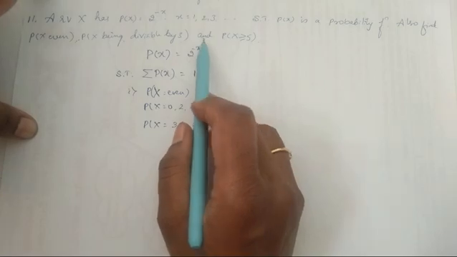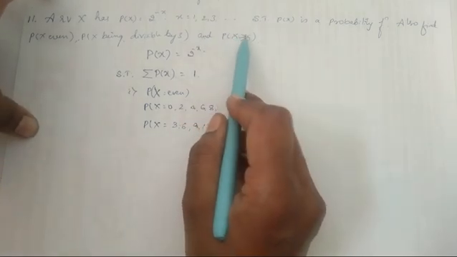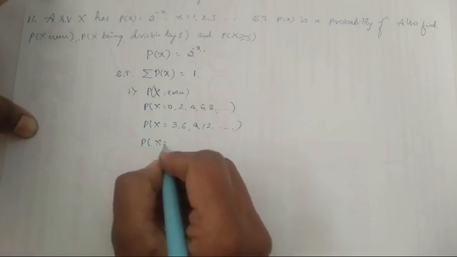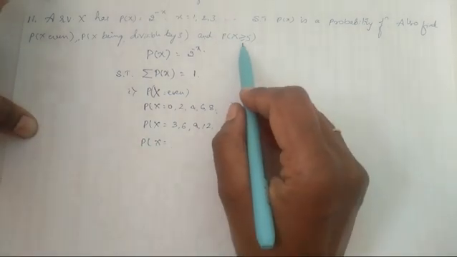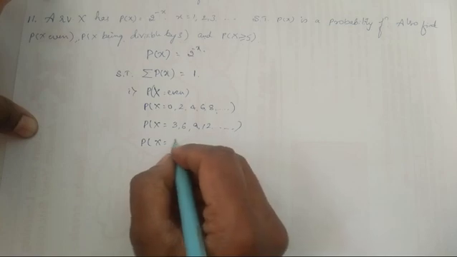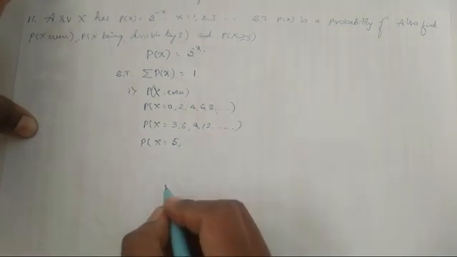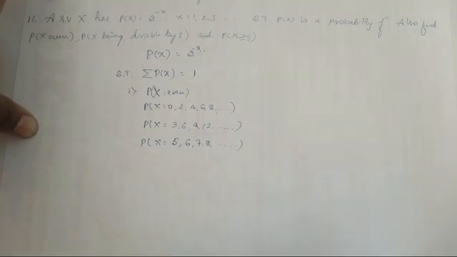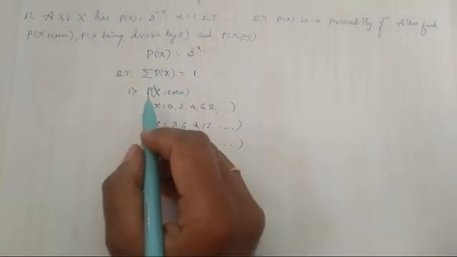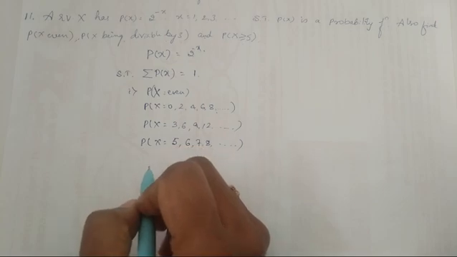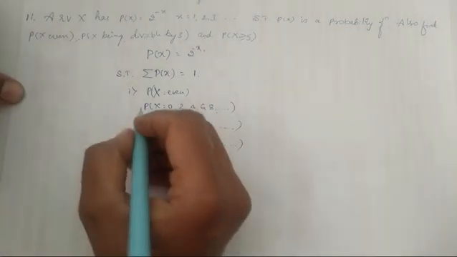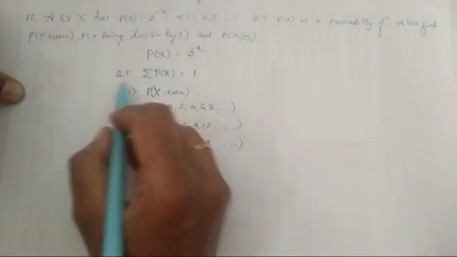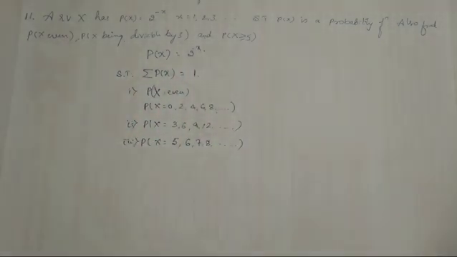Next, p of x greater than or equal to 5. That is, x greater than or equal to 5, so I'll consider 5, 6, 7, 8, and so on. Fine. These are the things we have to do, and we have to show that this is a probability function.